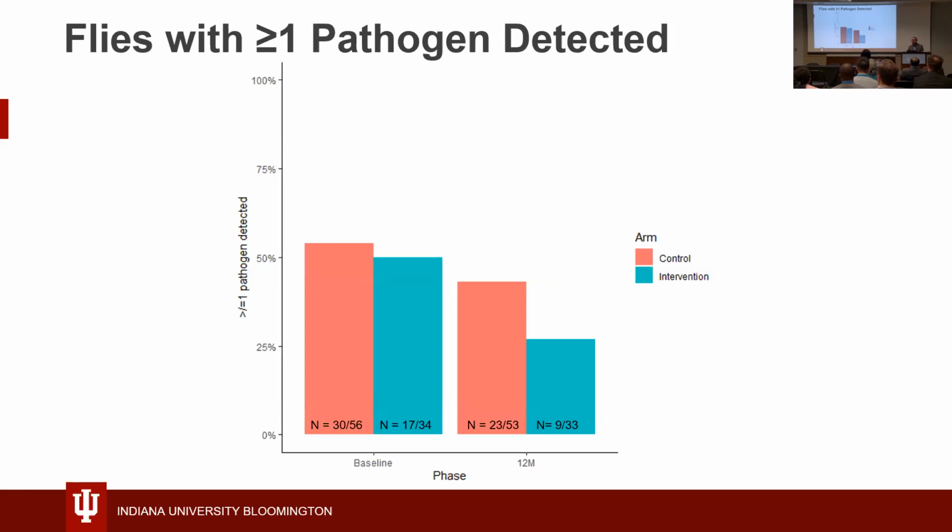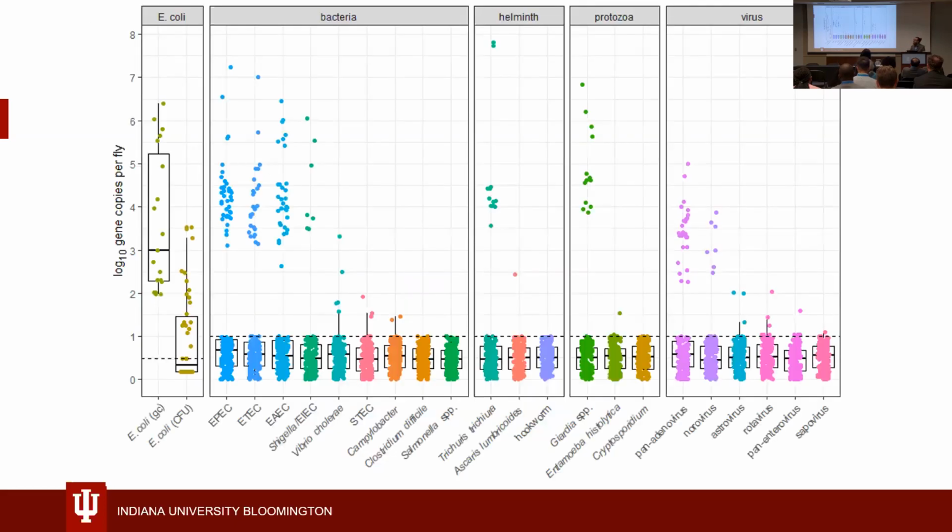Then at a high level with the PCR data, we ran 178 flies from both of our arms before and after the intervention. And we found about half of these individual flies were positive for at least one enteric pathogen at baseline. We saw a small reduction in our control group, and then a slightly larger reduction in prevalence of at least a single pathogen in our intervention group. So about 27% of individual flies were positive for at least one enteric pathogen 1 year after the delivery of the sanitation intervention.